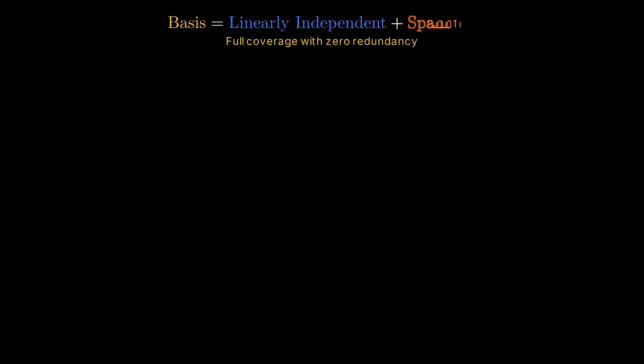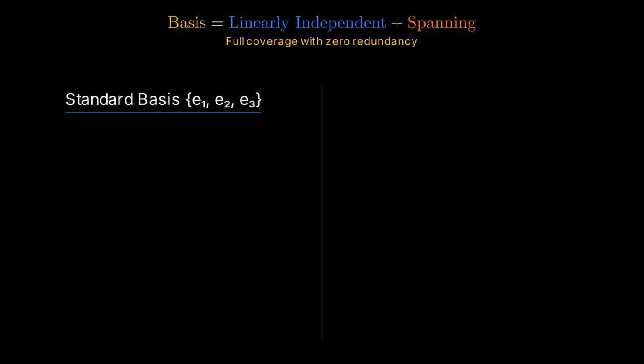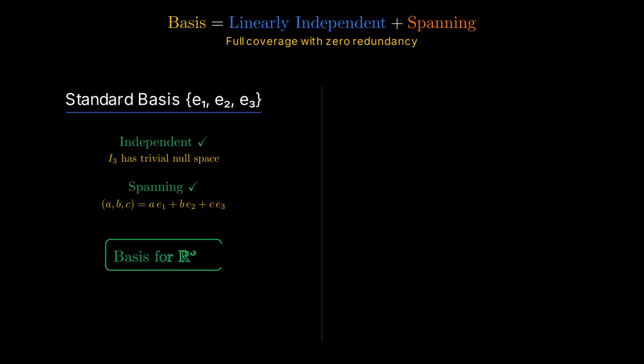A basis requires both properties, linear independence and spanning, full coverage with zero redundancy. The standard basis for R3 satisfies both conditions. First, independence, the identity matrix I3 has a trivial null space, so the standard basis vectors are linearly independent. Second, spanning, any vector a, b, c can be written as a times e1 plus b times e2 plus c times e3. Both conditions are met, so the standard basis is indeed a basis for R3.